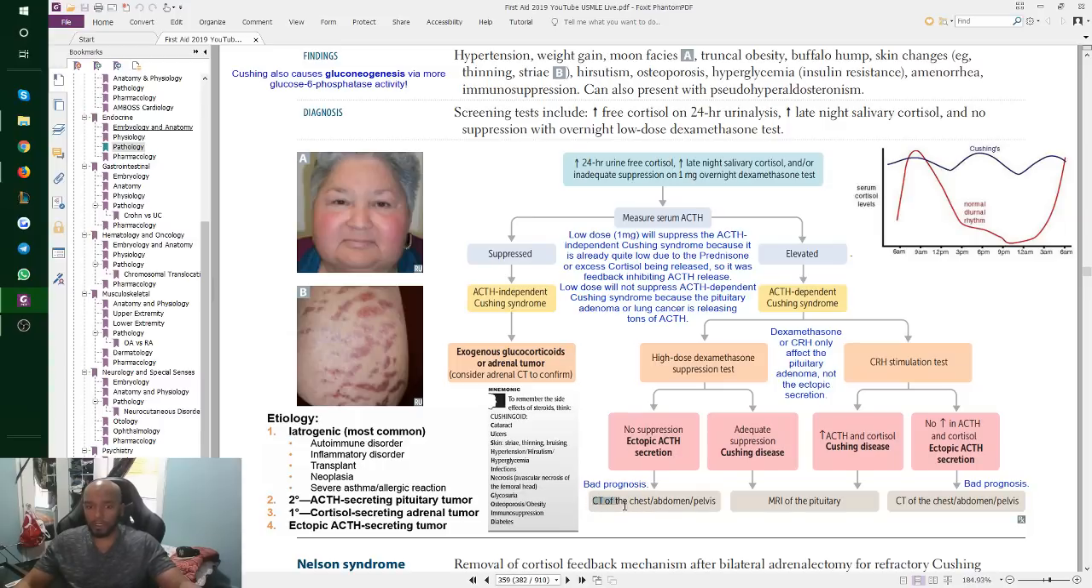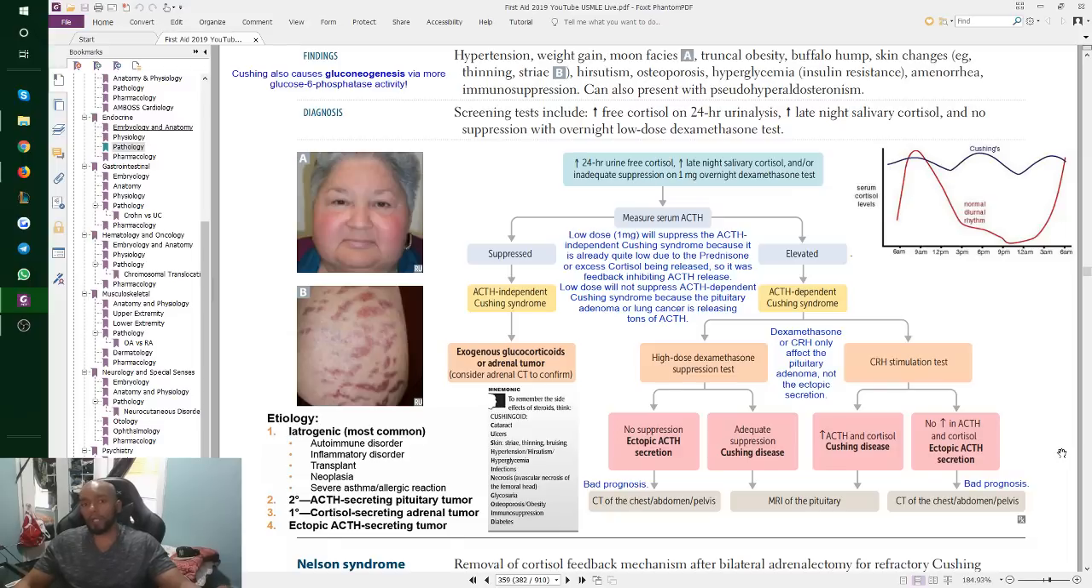So now you have to do a CT of the chest, abdomen, and pelvis. Try to find where the cancer is that's making all this ACTH. Same thing here, no increase in ACTH from CRH stimulation. So again, CT, and so on. And these case scenarios are the ones denoted as a bad prognosis.